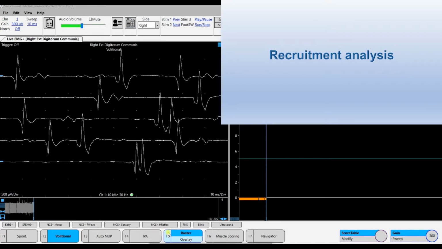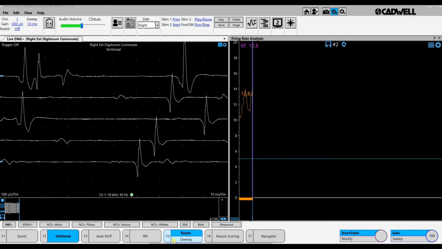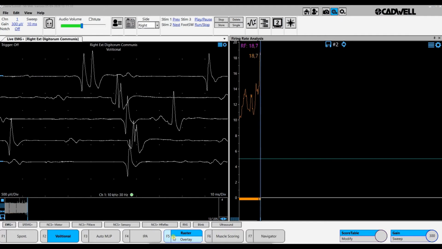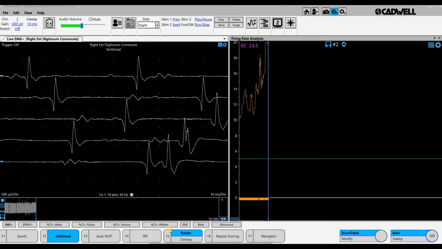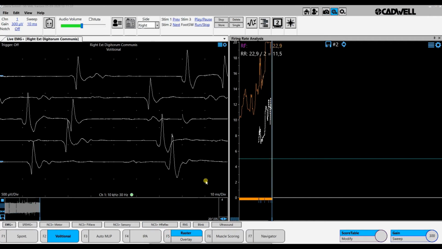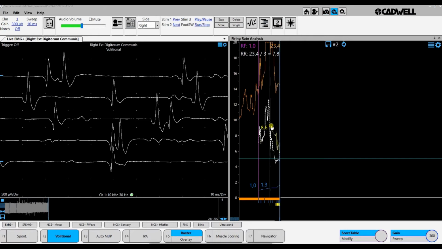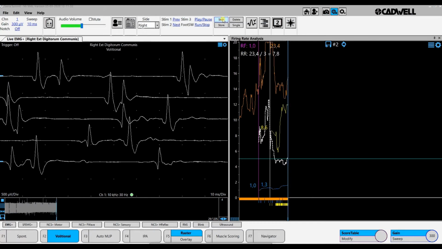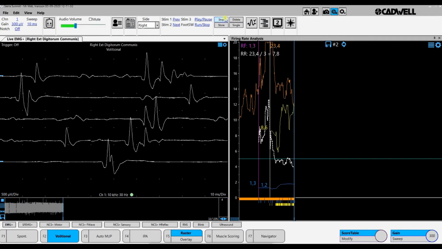And then we start the recruitment analysis. We ask the patient for a very slight contraction, and now a new motor unit is coming in. One can hear that in the background, and with increasing rate we see that the other motor unit now is coming in. And now we have collected a few different motor units.